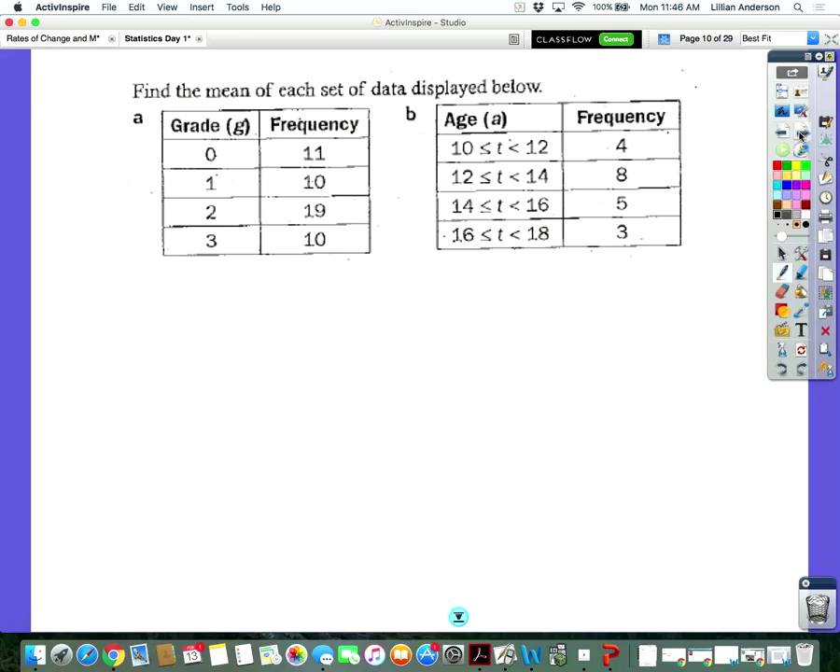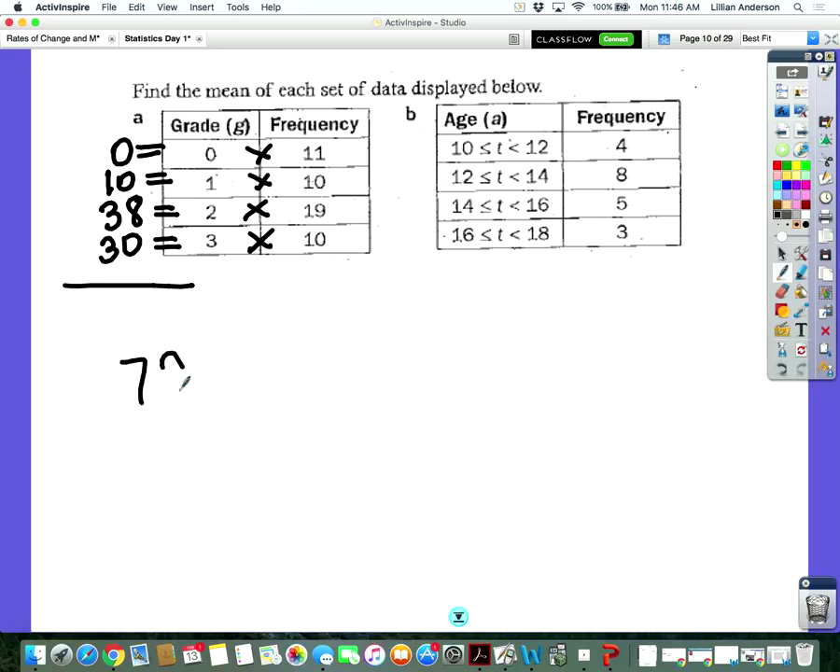To actually find the numerator for the mean, you multiply the x values by your frequencies. So 0 times 11 is 0, 1 times 10 is 10, 2 times 19 is 38, and 3 times 10 is 30. Add all these up together. I'm going to do it by hand.